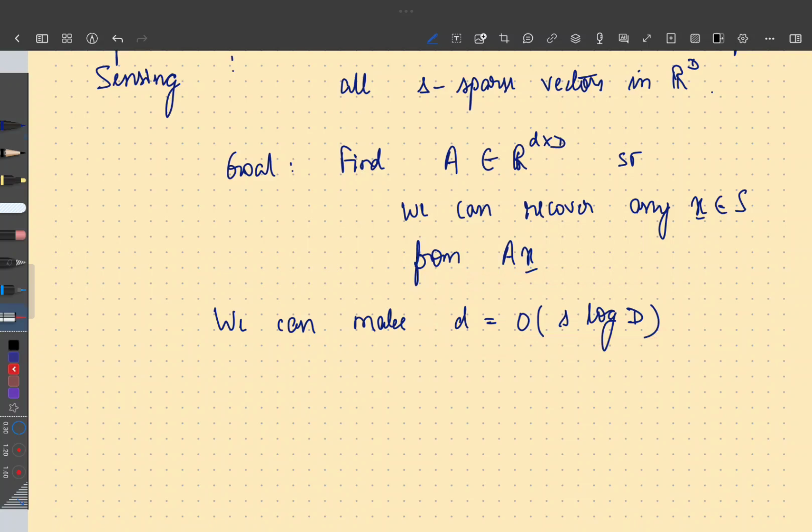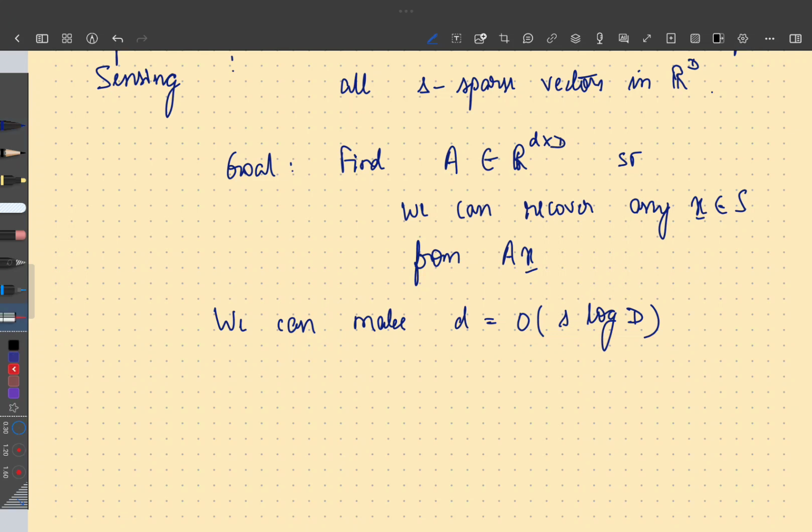And moreover, our requirement is very strict at this point. We want to be able to recover X exactly, not approximately. Okay, so it's indeed surprising that this is even possible. Just knowing the fact that the vector is sparse means that you can get rid of a lot of information.